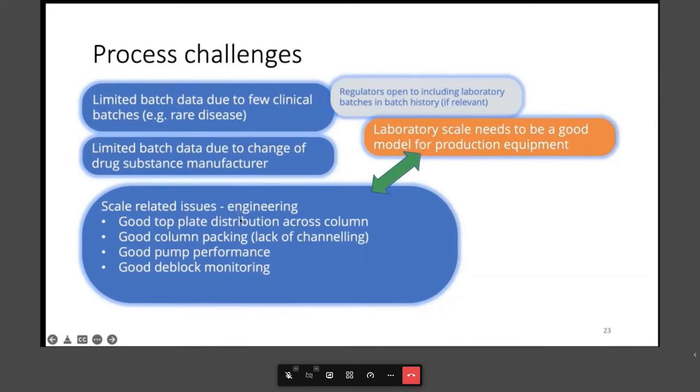Because if we assume plug flow, scale up is potentially more predictable from a chemistry point of view than large volume batch manufacturing, where stirring rates and heat transfer is different. Here, it's really engineering, which is the distribution across a wider column, the packing and lack of channeling. So the distribution of the flow down the column needs to be very similar as you go up in scale. You need good pump performance and you need good monitoring of your D-block process using UV.